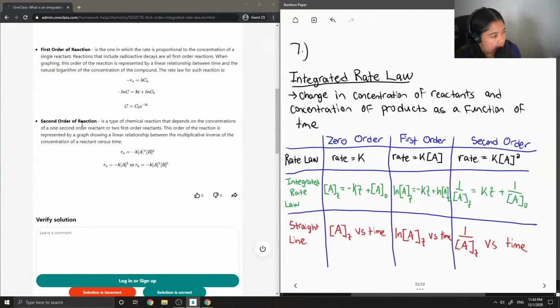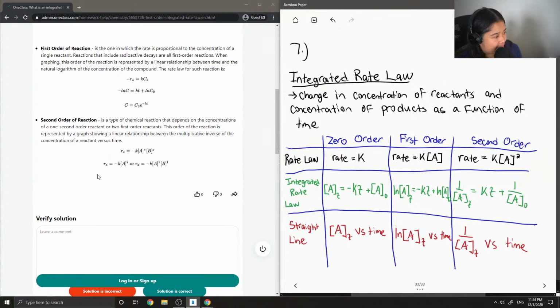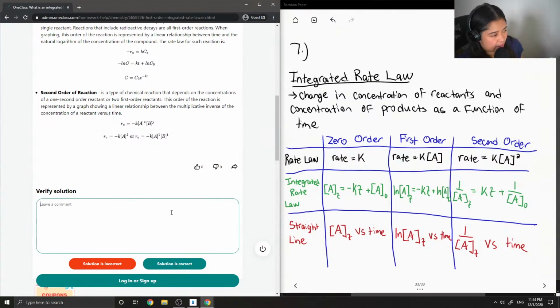The second order of reaction is a type of chemical reaction that depends on the concentrations of a second order reactant or two first order reactants. This order of the reaction is represented by a graph showing a linear relationship between the inverse of the concentration of a reactant versus time. Yep, so this solution is correct.